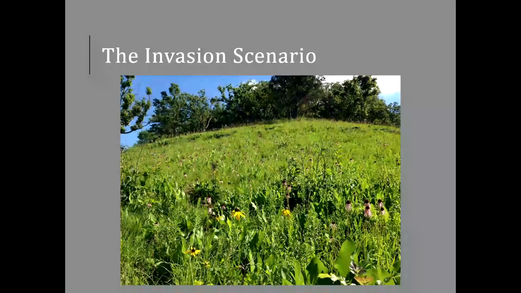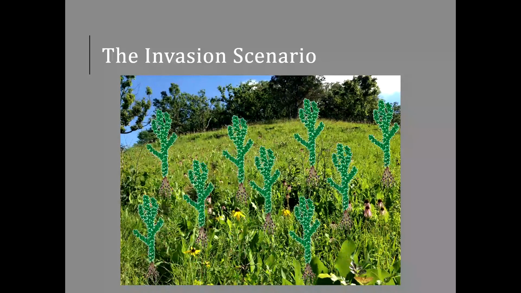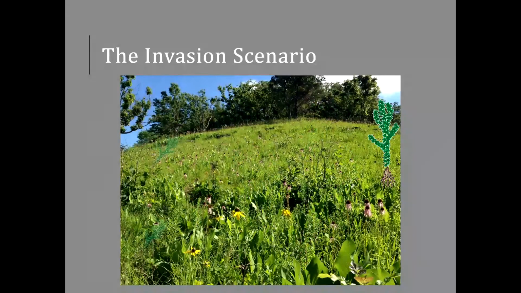To set the stage, I wanted to start by talking about an invasion scenario that most of us are very familiar with. So either an agency or a private landowner has a piece of land, and we'll be talking about grasslands today, so I'll use that as my example. And they're managing that piece of land, and unfortunately, an invasive species comes in. And what often happens is their management priority then shifts to trying to eradicate or get rid of that invasive plant. So they focus on trying to get rid of it.